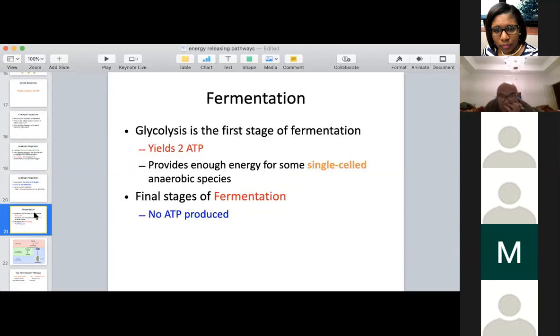So fermentation looks like this. Glycolysis is the first step. We're going to get those 2 molecules of ATP being made during glycolysis.